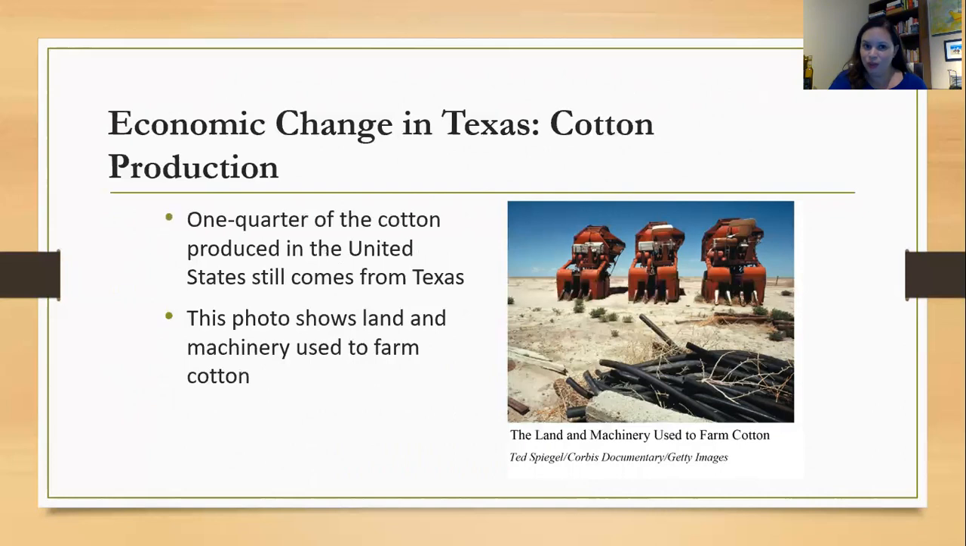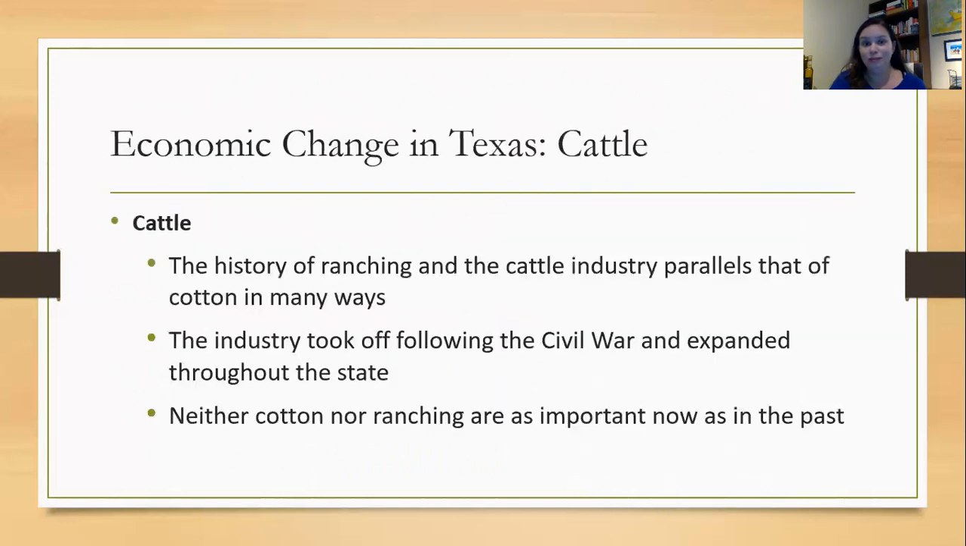A quarter of cotton produced in the United States comes from Texas, and you can see a graphic of machinery that helps farm cotton. The other thing that I think people kind of forget that's important to the Texas economy is cattle, and a history of ranching and cattle is very similar to the way cotton was important to the Texas economy.